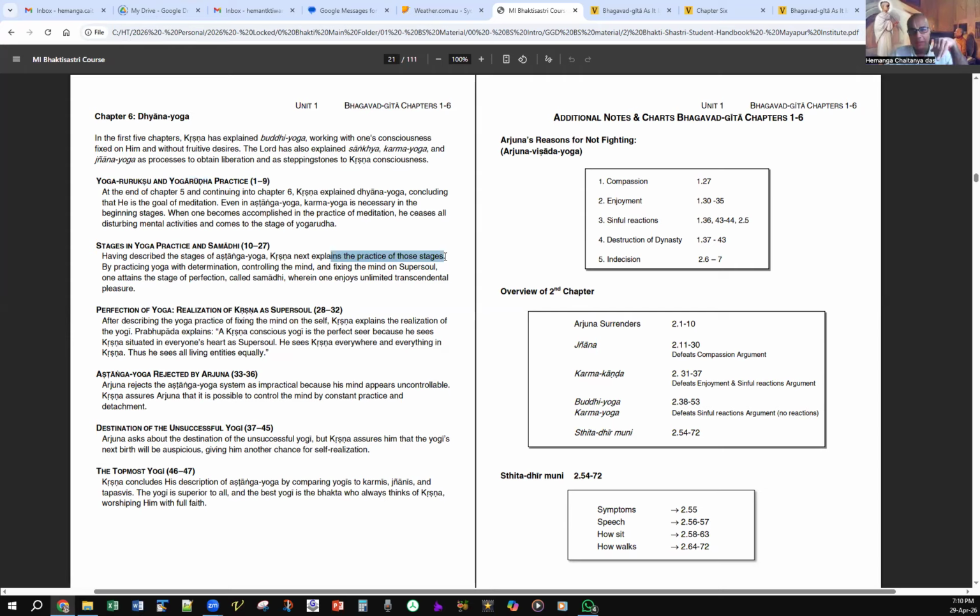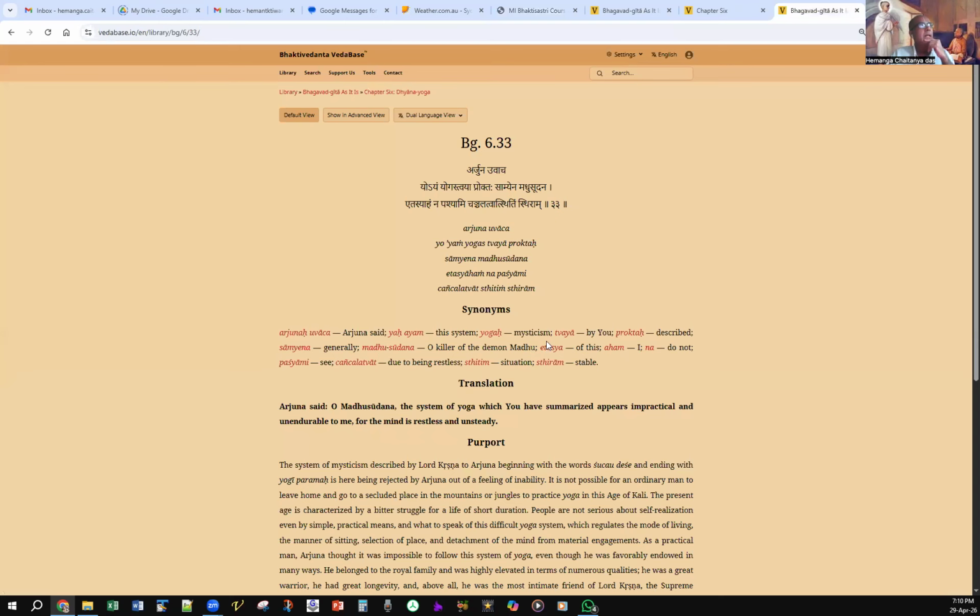If you remember the Ashtanga yoga diagram which we shared earlier, by practicing yoga with determination, controlling the mind, and fixing the mind on the Supersoul, one attains the stage of perfection called samadhi. This was the second section. Then we discussed the realization of Krishna as Supersoul, with a couple of verses last week. Now today we're entering into the questions of Arjuna after Krishna's explanation of these three sections. Arjuna will ask questions in two sets. We'll discuss the first set in this fourth section, and the fifth section will have another set of questions. So let's see what doubts Arjuna has in his mind.